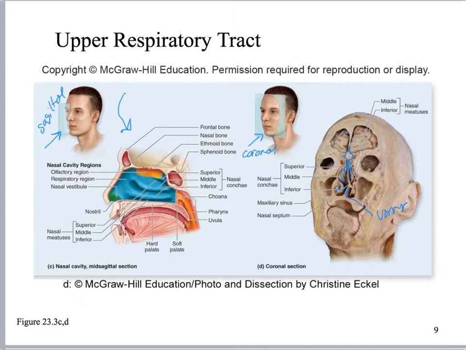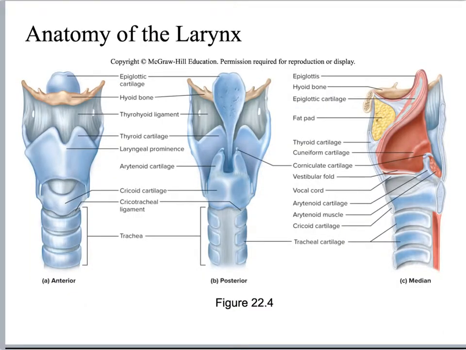So just kind of look at it so that you can understand those nasal conchae a little bit better along with the vomer and perpendicular plate. All right, let's go on. All right, so back to our lower respiratory tract. Let's look at the larynx a little bit more closely.